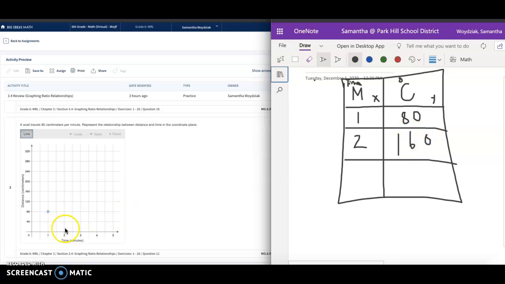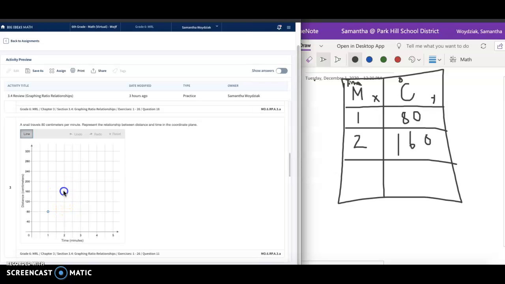So I'm going to go over 2, up 160, go ahead and click it, and it will make my line through 0, 0. That's all. Now I'm finished. I'm ready to move on to my next problem.